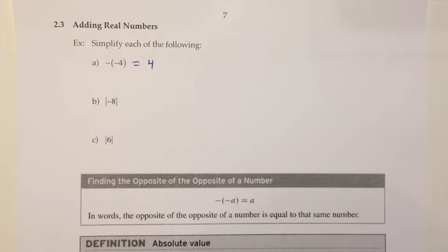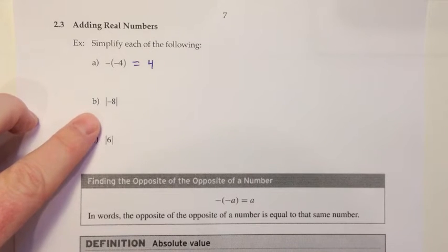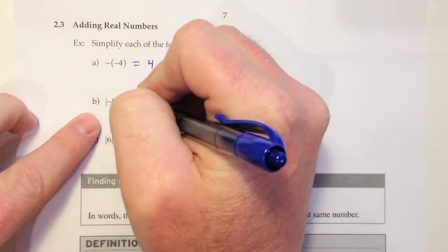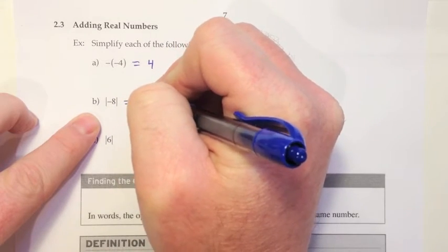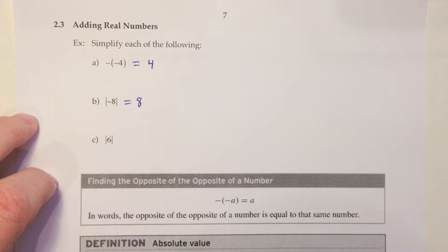Alright, let's look at B and C where we're dealing with the idea of absolute value. So we want to look at the absolute value of negative 8 and the absolute value of 6. And if I was just going to ask students this question without telling them what to do, and I said, what is the absolute value of negative 8? I almost always get the right answer from people, and they would say that it's 8, that absolute value got rid of that negative sign and changed it to a positive 8.